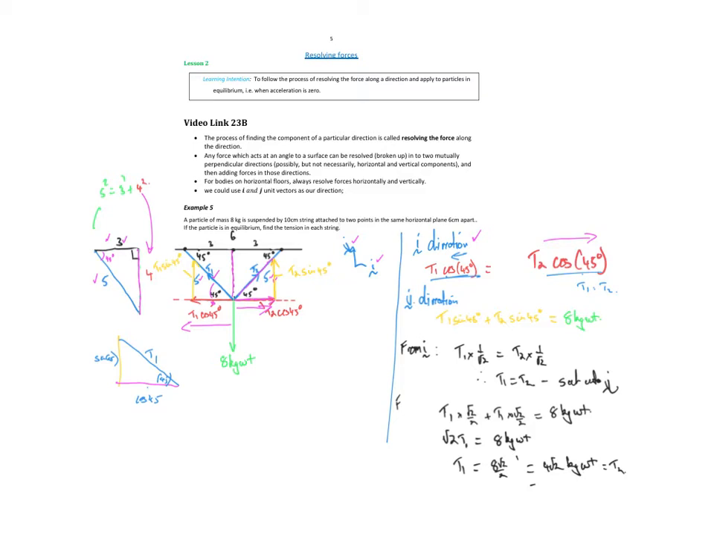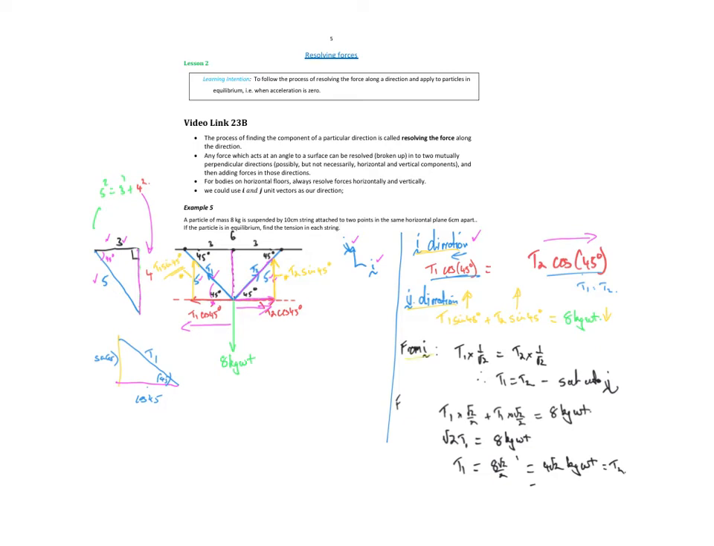Let's consider the j direction, vertically up and down. What forces have I got acting up? On the left here, I've got T1 sine 45 acting vertically up. On the right-hand side, I've got T2 sine 45 acting vertically up. And I've got my green weight, the 8 kilogram weight, acting vertically down. Again, my particle is stationary, so the tension forces acting up must be equal to the weight force acting down. So there's my two equations.